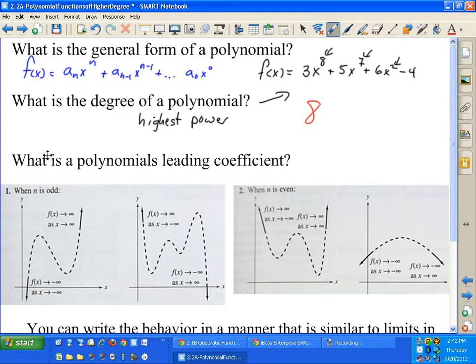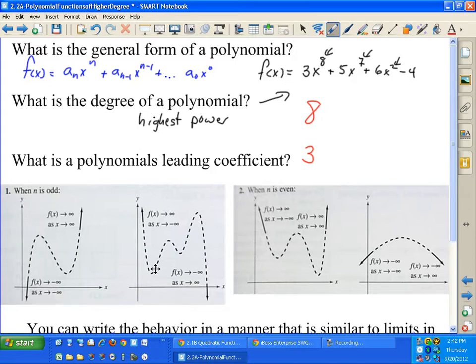And then what is the polynomial's leading coefficient? Well, that is the number in front of the x value when we are on the highest degree. So in this case, my example up there is 3. So how does this have any effect on us?